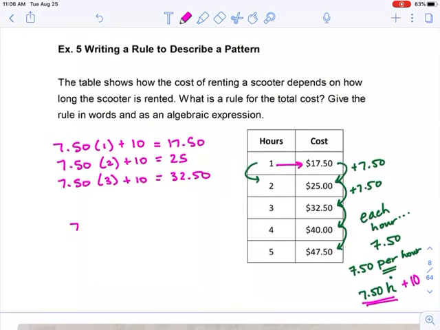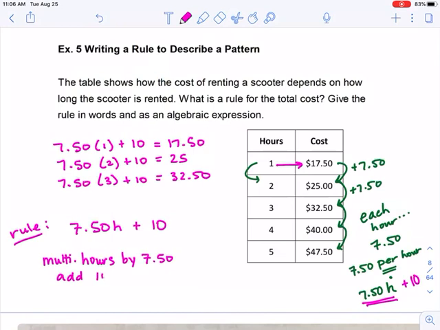That means that we are going to take $7.50, multiply by the number of hours, and add 10, and that would give us a rule, R-U-L-E. The rule is $7.50H plus 10. What would be the words? Well, the words would be that we're going to multiply the hours by $7.50, and then we're going to add 10.